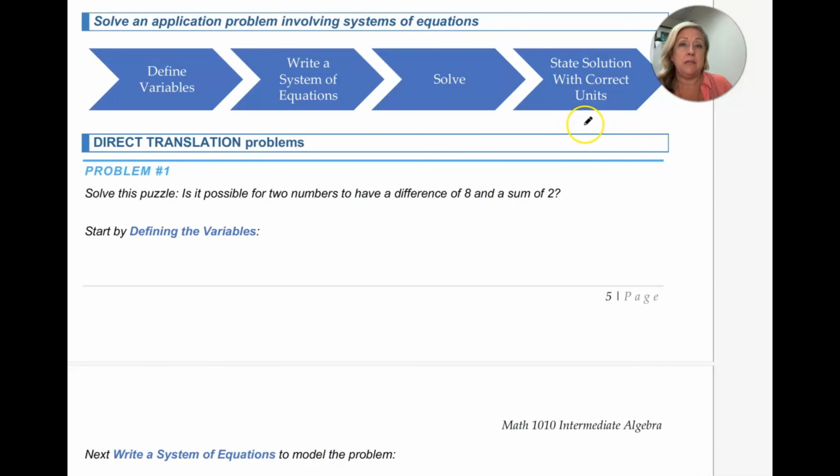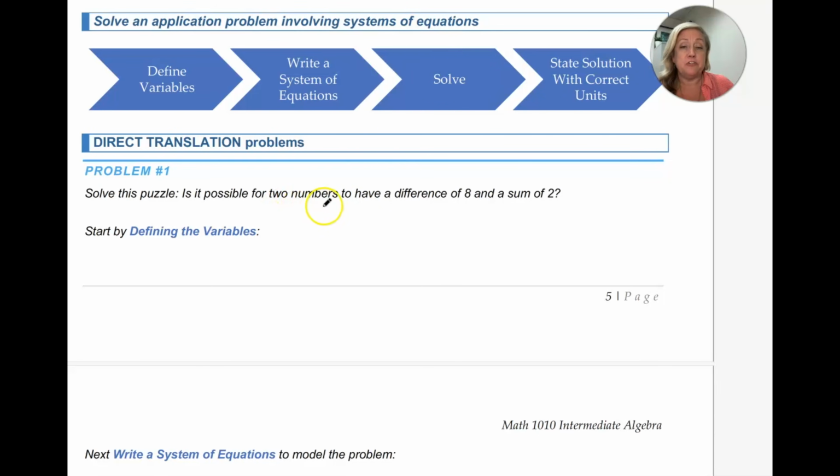Because if you come out with a negative answer for something that can't be negative, it would be a good idea to go back and see, do I have my equations set up correctly, or did I make a mistake in solving them? Okay, let's take a look at this first one.